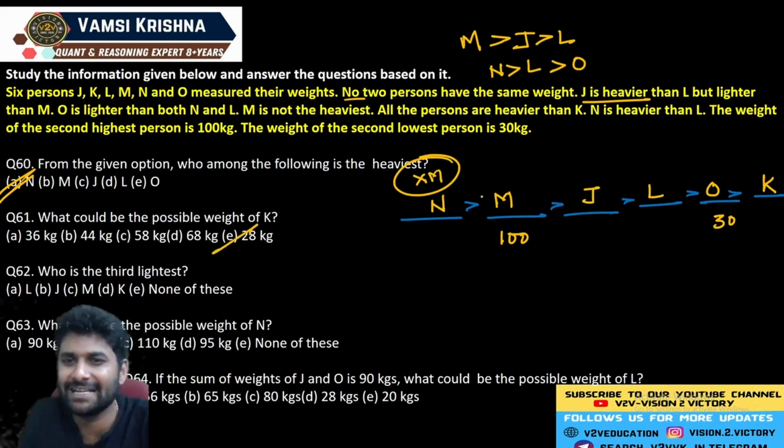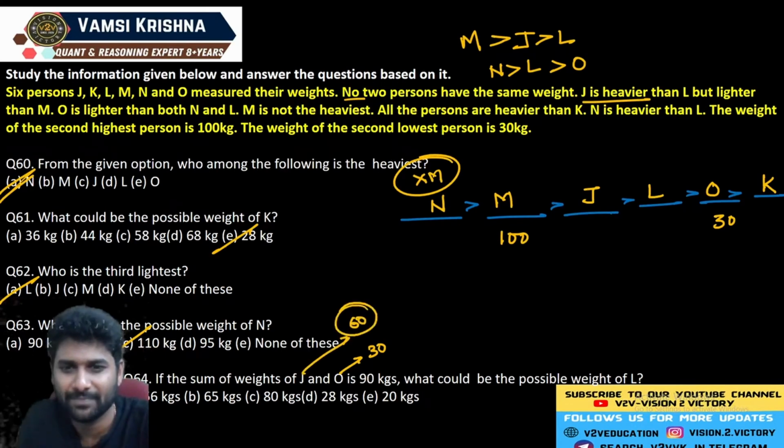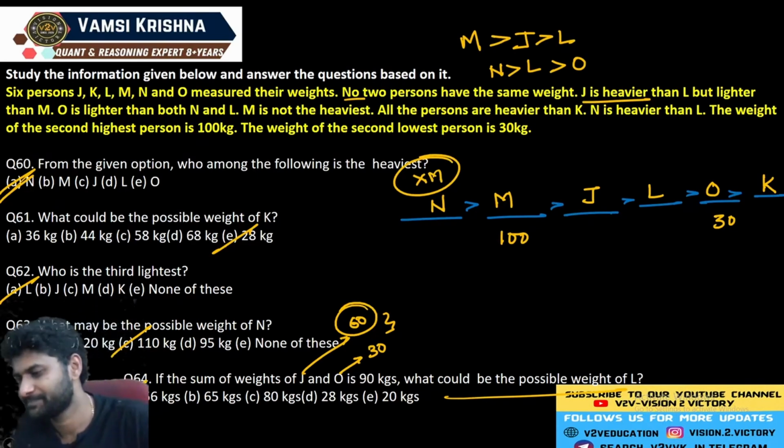Who is the third lightest? L. What may be the possible weight of N? The possible weight of N should be more than 100. We have one option, 110. Now if the sum of the weights of J and O is 90, and O you already know is 30, then according to the information, J is 60. What is the possible weight of L? It can be between 30 and 60. We have one option, 56.